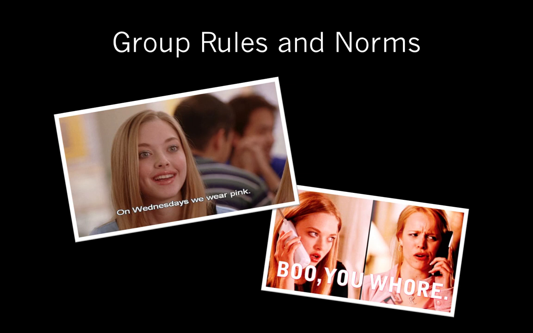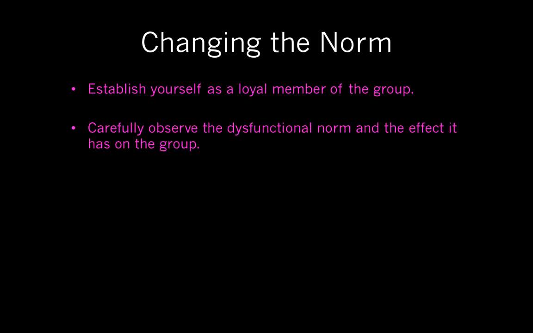But what if a norm is problematic? What if it's something that needs to be changed? If it's not a formally written, formally documented rule, how do you go about changing it? Well, there are some steps, and we're going to highlight these really briefly. First, before you can change anything about the group, including norms, you must first establish yourself as a loyal member of the group. So show that you have an investment in this group, in these groups' processes, and in their overall success.